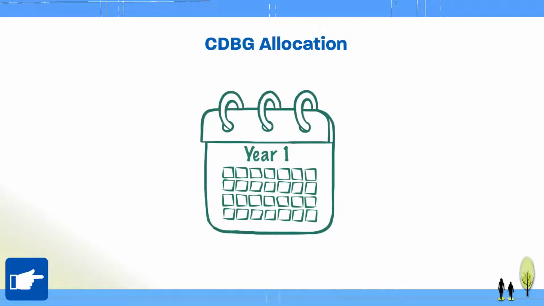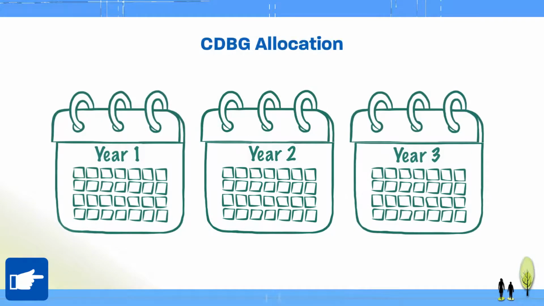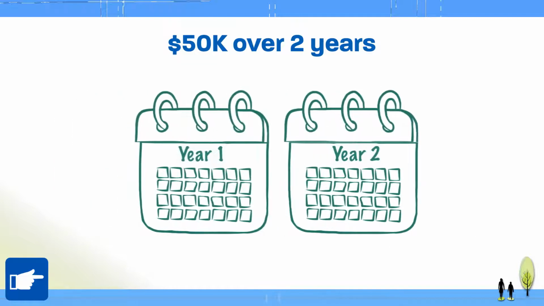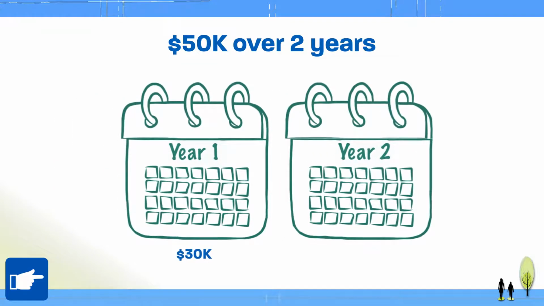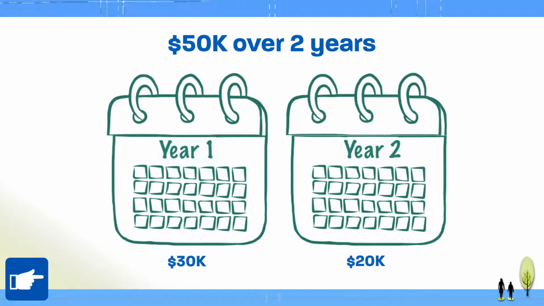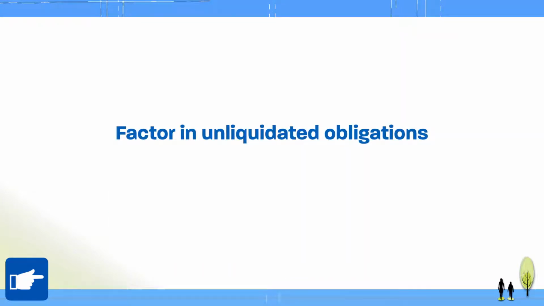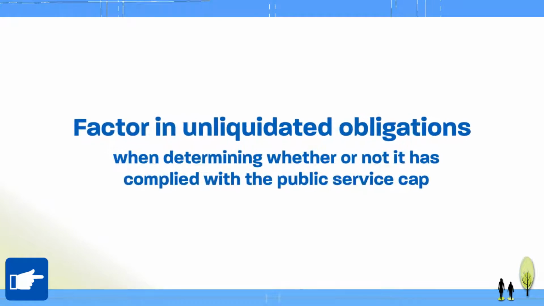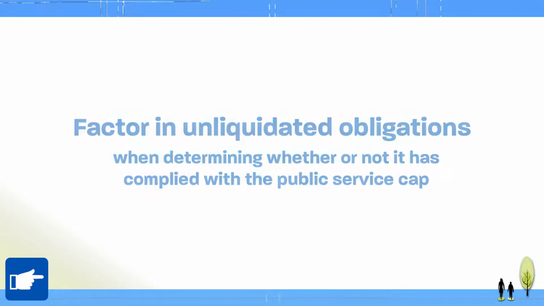In terms of spending, also keep in mind spending rules about funding over multiple years. Sometimes grantees will want to fund a public service for multiple years from one CDBG allocation. A grantee might award $50,000 over 2 years, but fund the activity at $30,000 the first year. In that case, the obligation would show as $50,000, and the grantee would have $20,000 in funds from prior years, or unliquidated obligations. The grantee will need to factor in unliquidated obligations when determining whether or not it has complied with the public service cap.